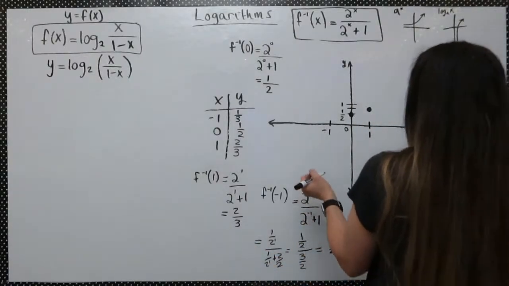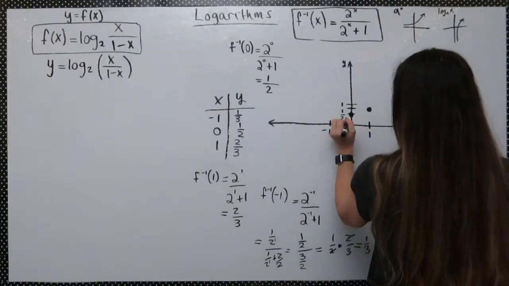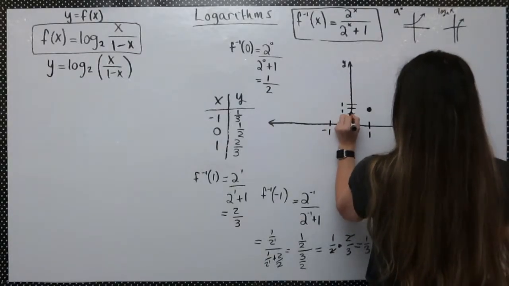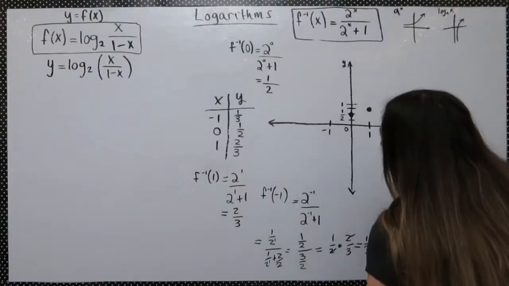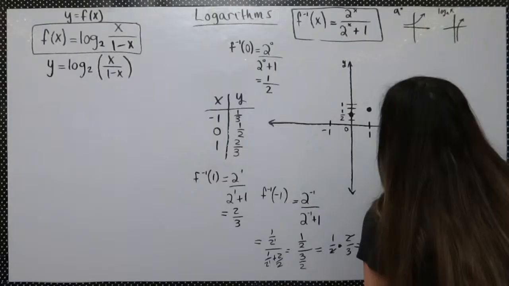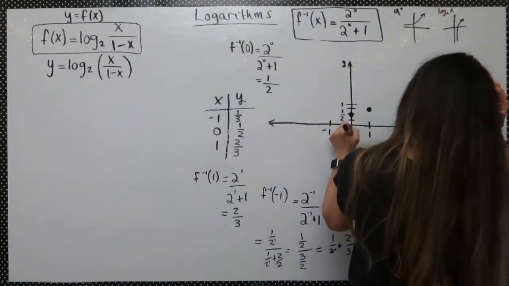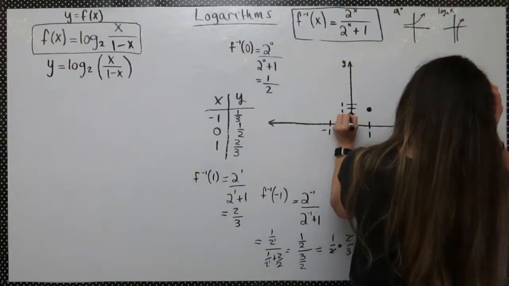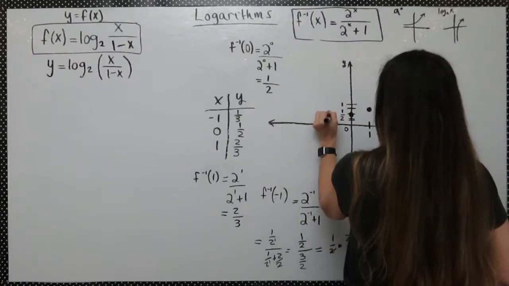So we'll say 1/3 is, well, it's slightly less than 1/2. It's more than 1/4, and it's less than 1/2. So we'll say it's right in here somewhere. And so we'll have -1, 1/3 here.